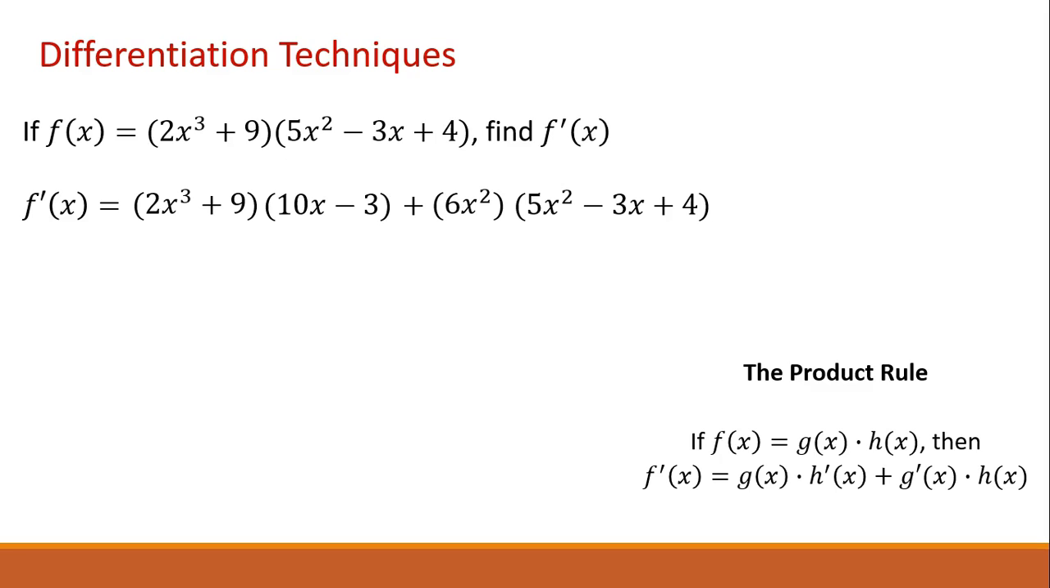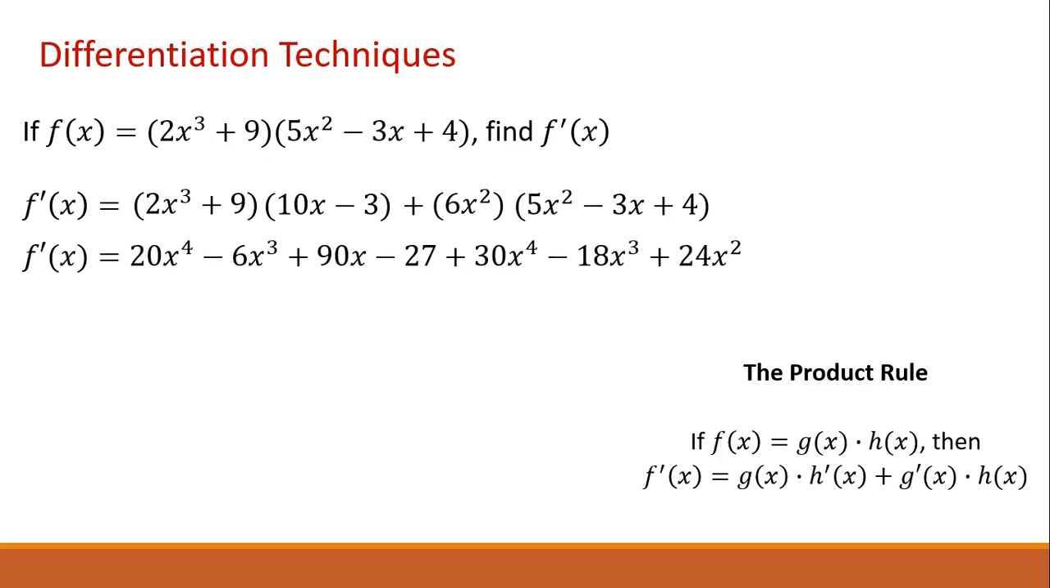Now at this point, we've done the derivative. Anything we do after this is simply algebra to rewrite the derivative. So let's do that and combine like terms, and we get our derivative. Wow, 50x to the fourth minus 24x to the third plus 24x squared plus 90x minus 27.